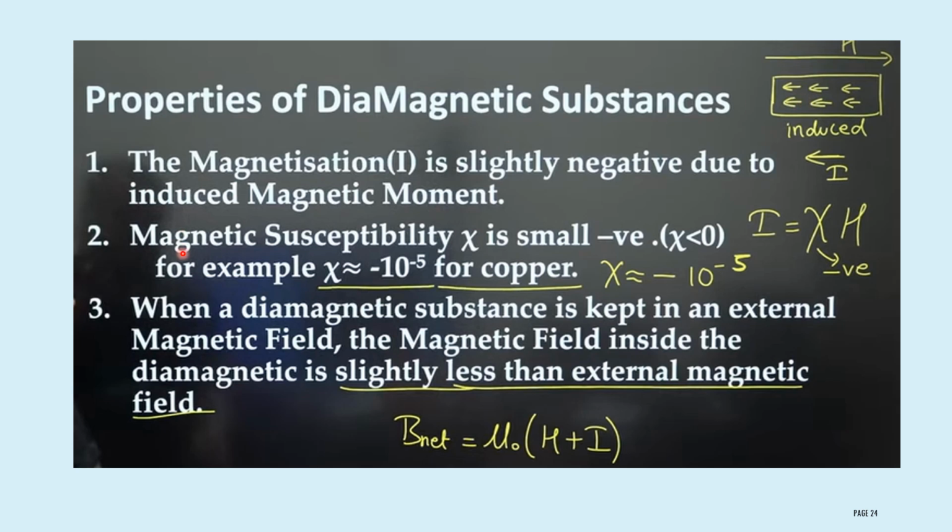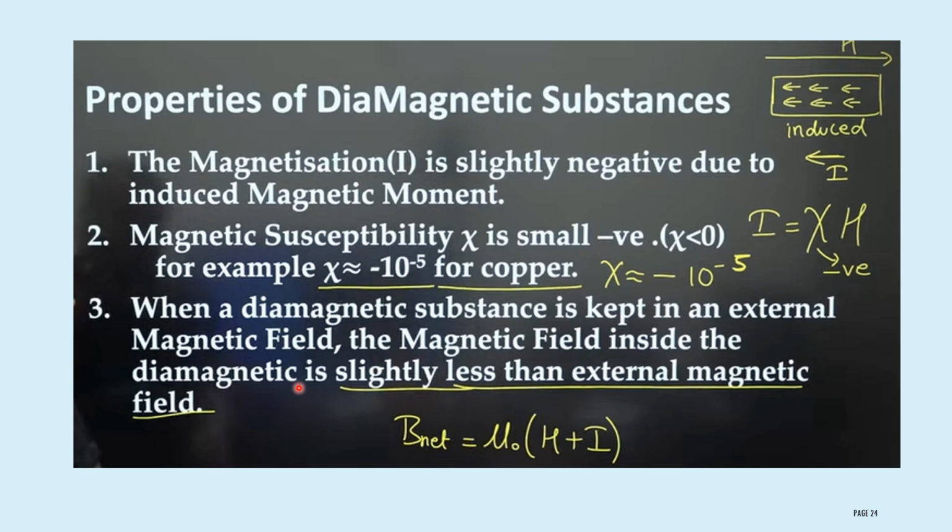Next point, magnetic susceptibility zeta is small and negative. Zeta will be less than 0. For example, the zeta value will be minus 10 to the power of minus 5 for copper, because magnetization I directly depends upon the magnetic field. And also if magnetization is negative, zeta also will be negative, because both are directly proportional to each other.